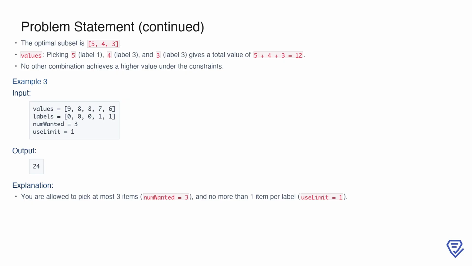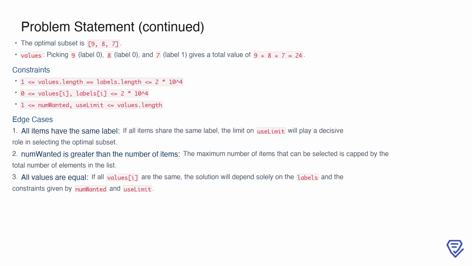Now, in a third example, values is 9, 8, 8, 7, 6, and labels is 0, 0, 0, 1, 1. Here, numWanted is 3 and useLimit is 1. The output is 24, which we achieve by selecting the items with values 9, 8, and 7. These correspond to labels 0, 0, and 1, respectively, and their sum gives us the maximum value. In the third example, the optimal subset is 9, 8, 7.